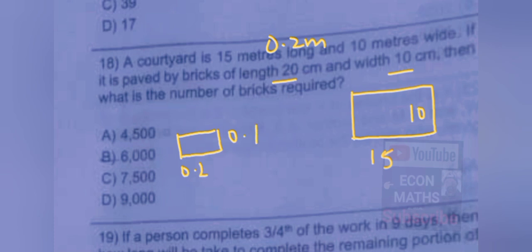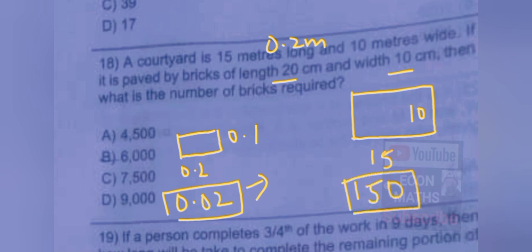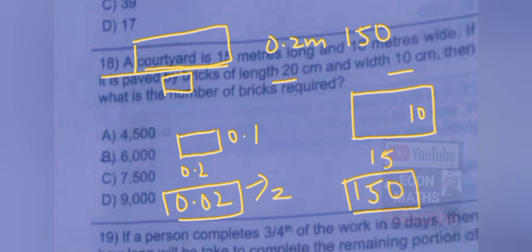Okay, so the area of the brick would be 0.2 into 0.1, this is 0.02, the surface area of the brick, and the area of the courtyard is 15 into 10, that is 150. Therefore, the number of bricks required would be equal to the area of the courtyard divided by the area of one brick. So the area of the courtyard is 150 and the area of a brick is 0.02, which is equal to 2 divided by 100.